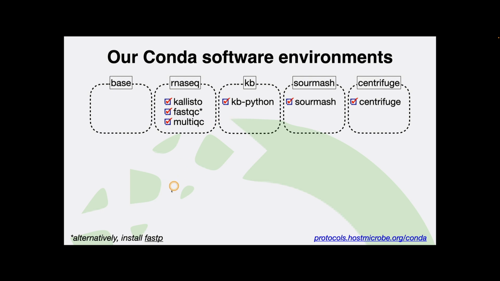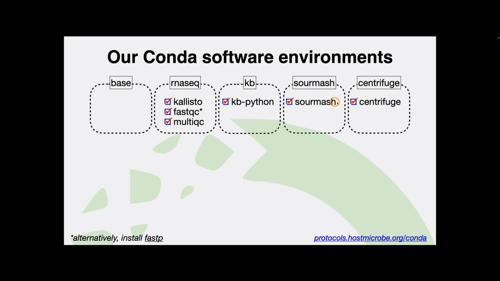In fact, if you want to give both of these pieces of software a try, both FastP and FastQC, you could put them both inside this RNA-seq environment. We also created an environment we called KB, and that had a single piece of software, KB Python, that we'll use at the end of the course for doing single-cell seq work, and KB Python is great for pre-processing single-cell sequencing data. And then we created 2 additional environments, each with a single piece of software, SourMash and Centrifuge.